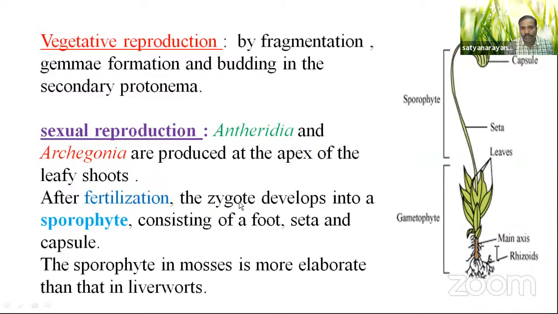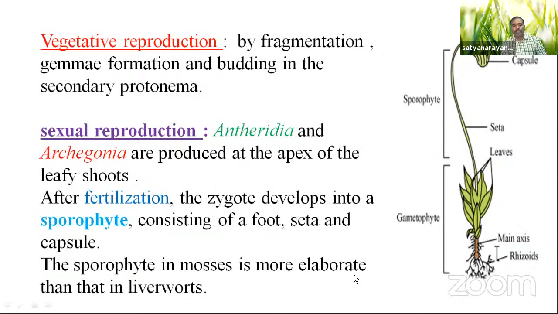The zygote will develop and the embryo also forms. After development of the embryo, the sporophyte is formed. Now the sporophyte, again, has the foot, seta and capsule. So the foot is inserted into the gametophyte. This is the seta and capsule. So this is the sporophytic condition.